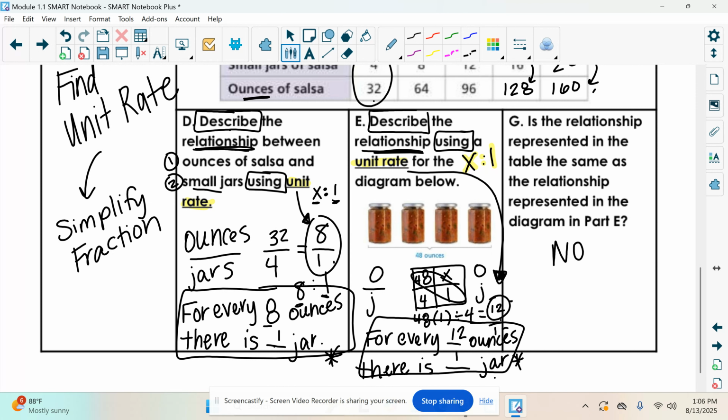No. They have different what? What did the ounces and the sizes represent? What did we find it as? They have different unit rates. Okay, good. All right, turn the page.